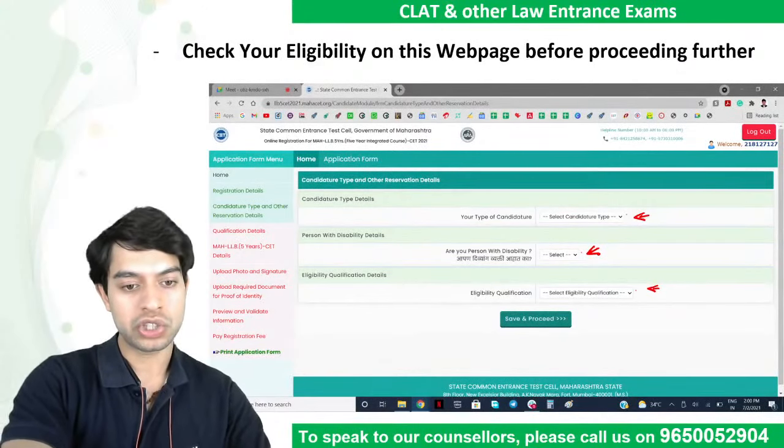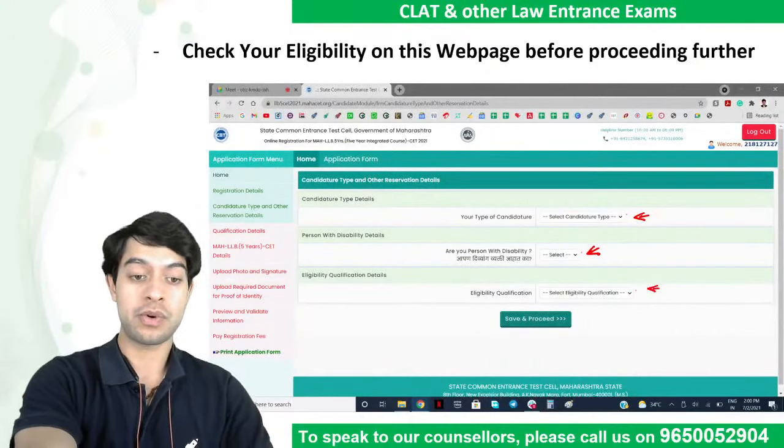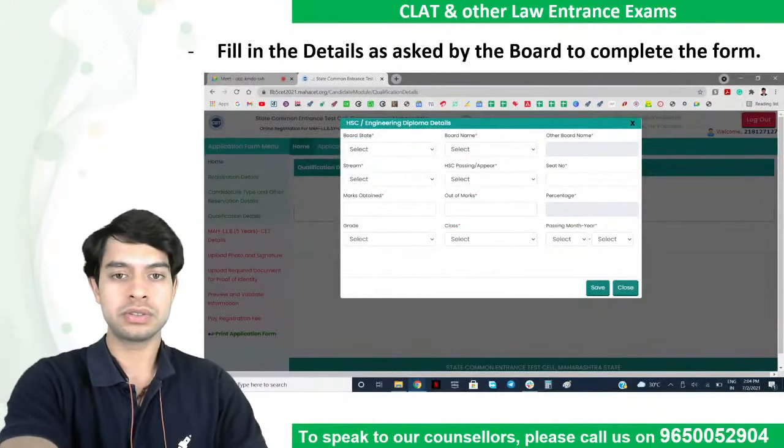Sir, if I belong to general category, then is it advisable to fill the MH-CET form? Why not? If you are planning for MH-CET, then you should.